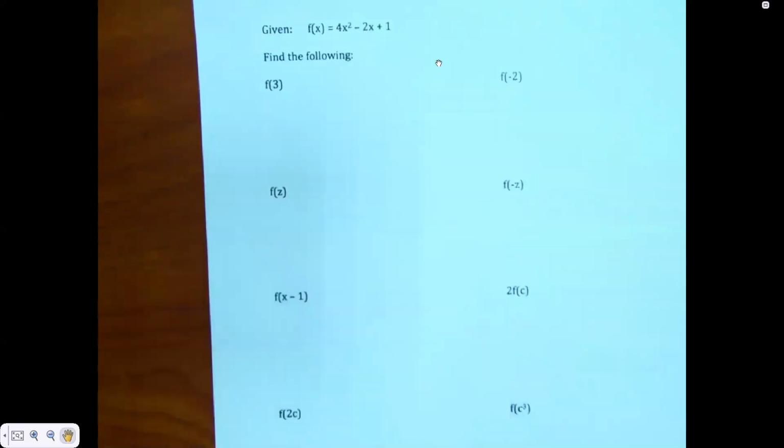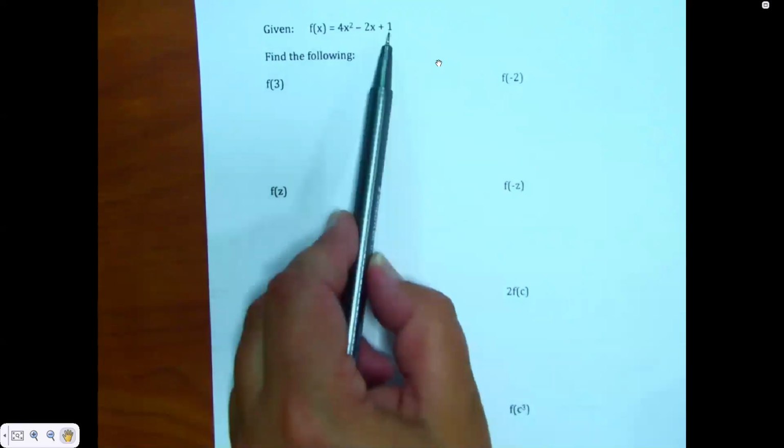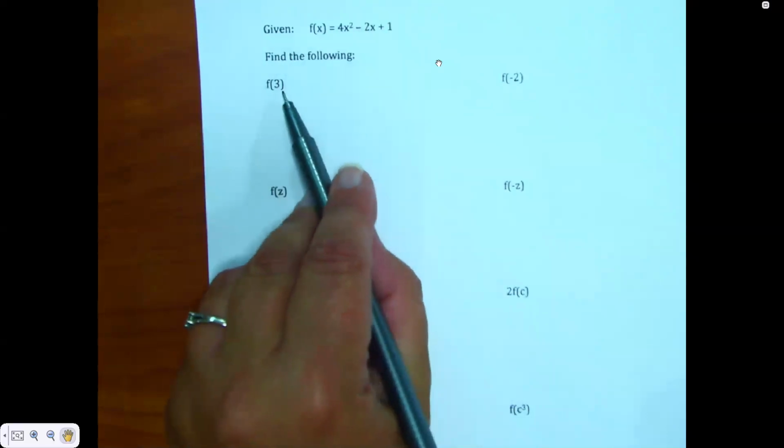What does this say? F of 3, what does that say? No, we finally don't have graphs. We actually now have equations. Most of the time, we're going to be looking at equations. We're not going to be looking at graphs. So here's our F function. What's in the parentheses is X.